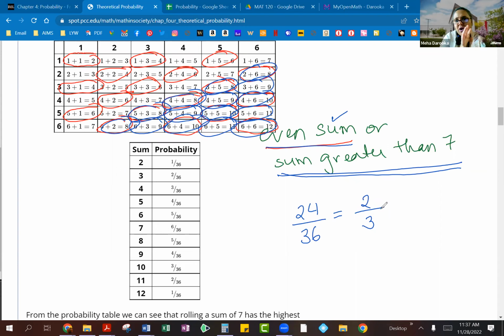Any questions on where the error happened or anything that did not make sense, especially those of you who ended up with 30 out of 36?